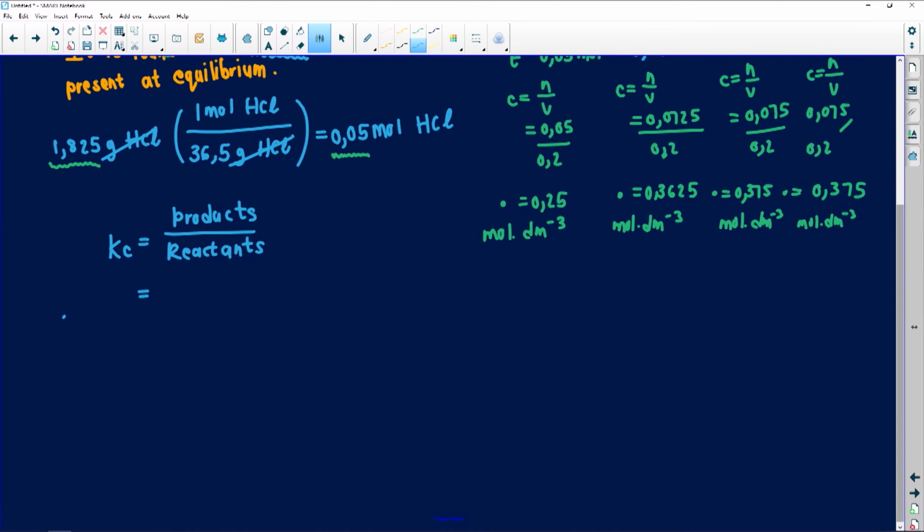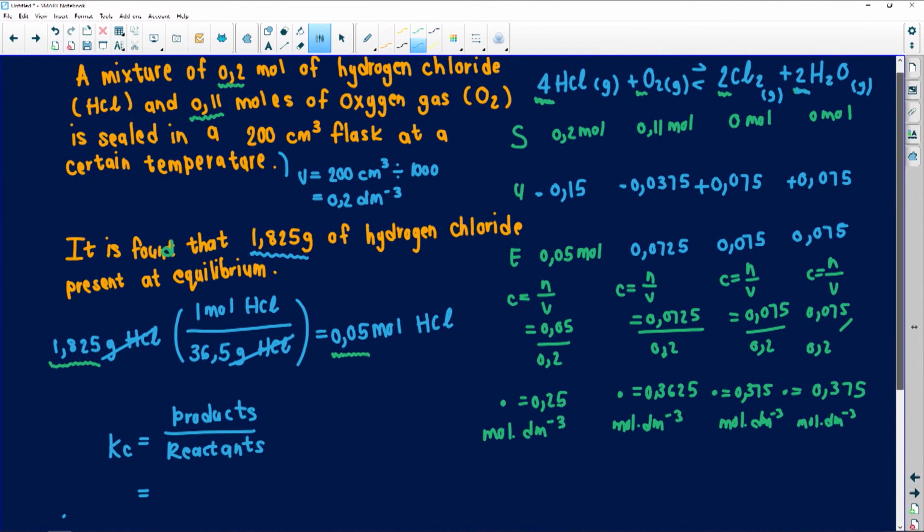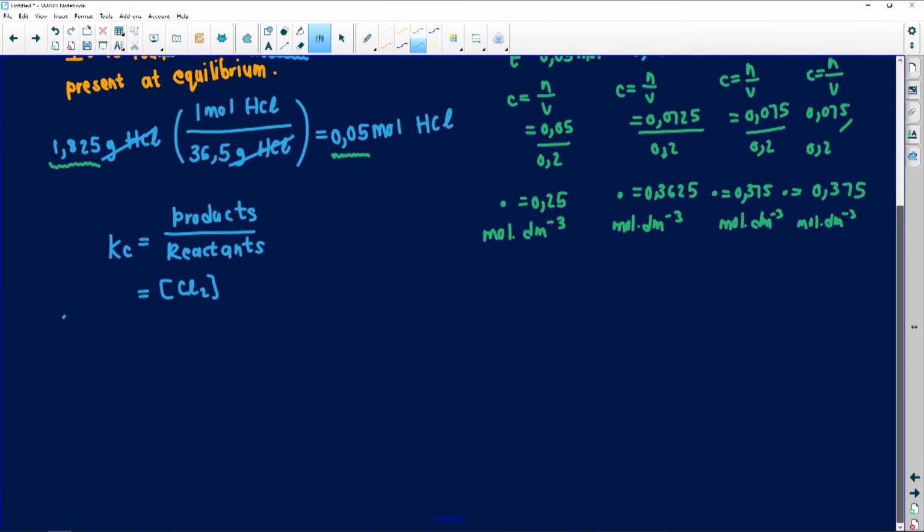So now let's see. I have to look at this reaction here. My product is on this side, so I'm going to have Cl2. Remember, the number in front becomes an exponent. And then I'm going to have H2O. It also has a mole ratio of 2, and the number in front becomes an exponent. All over my reactants. The reactants that I have, I've got HCl. It has a mole ratio of 4, and that becomes an exponent. I've got oxygen gas, which only has 1. You don't have to write it.